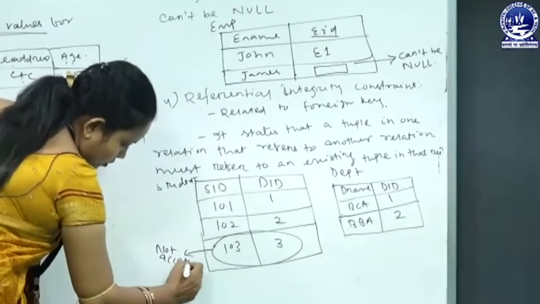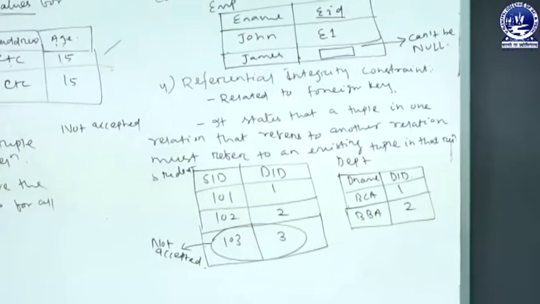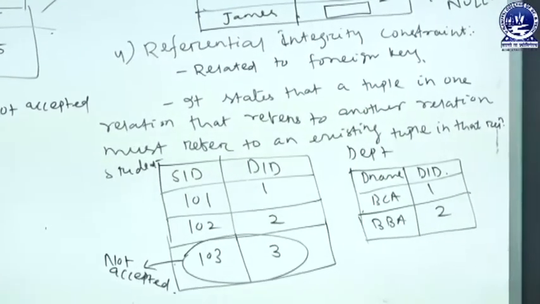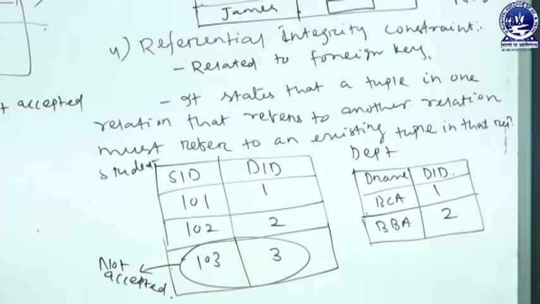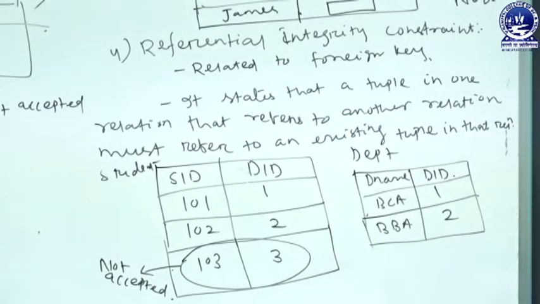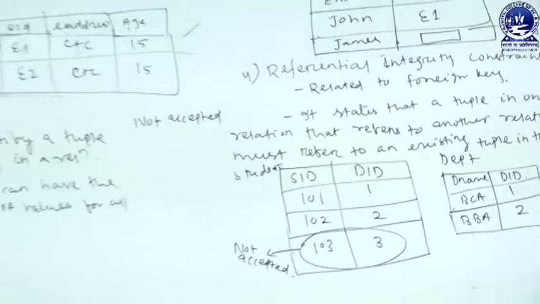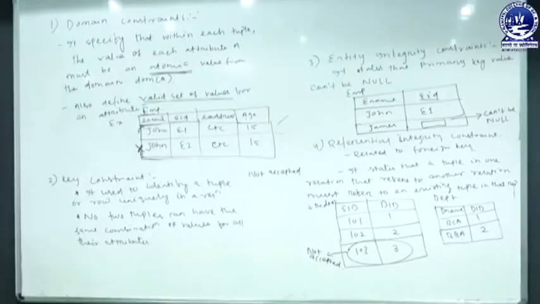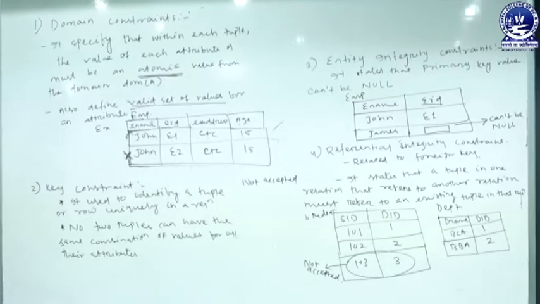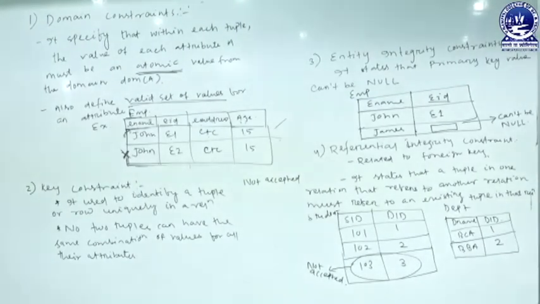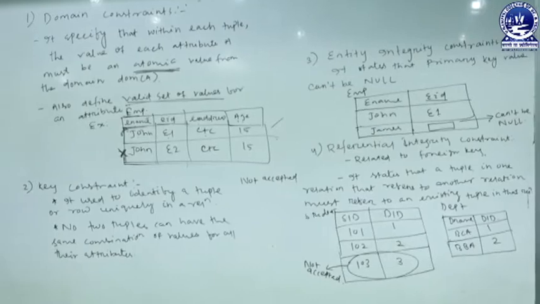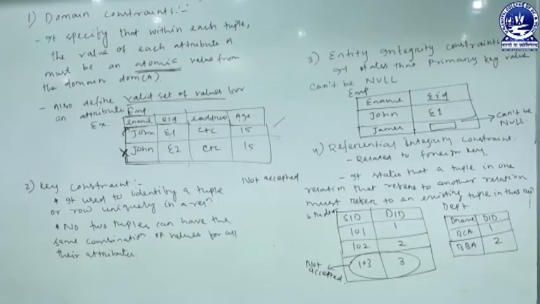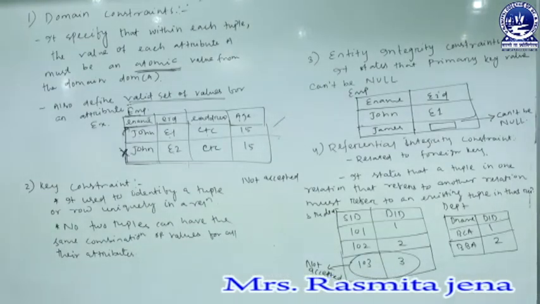Okay. So, this is all about the different types of constraints, that is domain constraint, key constraint, entity integrity constraint and referential integrity constraint. Domain constraint specifies the valid set of values for an attribute. Key constraint specifies no two tuples can have the same combination of values for all their attributes. Entity integrity constraint states that the primary key value cannot be null, and referential integrity constraint relates to the foreign key and refers to another relation that must refer to an existing tuple in that relation.